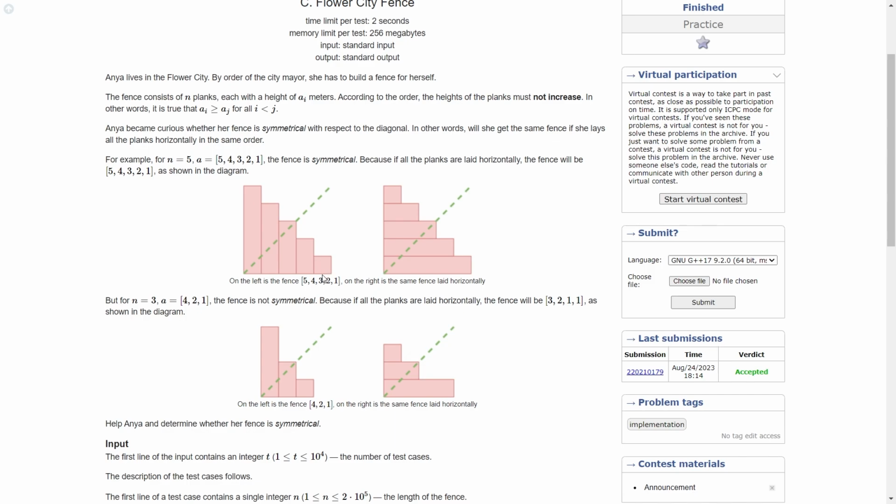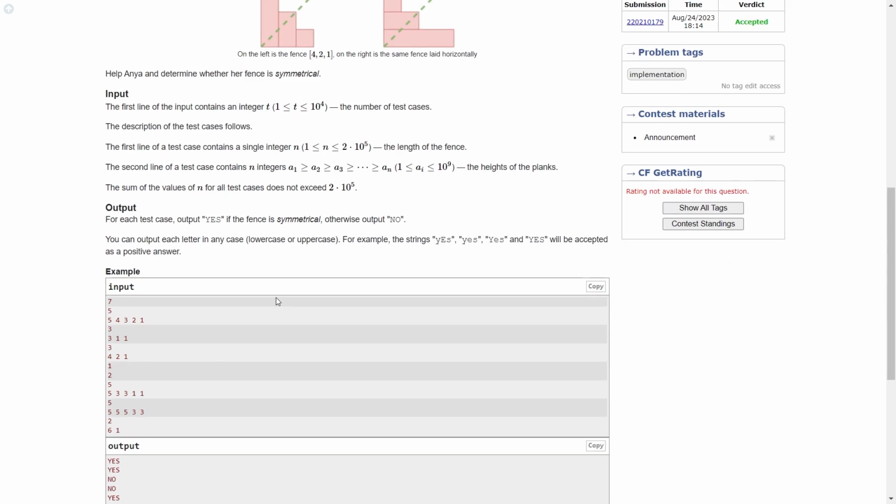Now if I flip it, by flipping I mean if I just place all the bars horizontally like this, then if both of these figures have the same identical structure, that means they are symmetrical. Now we have been given an array which is representing the height of these fences and we have to tell whether they are symmetrical or not, right?